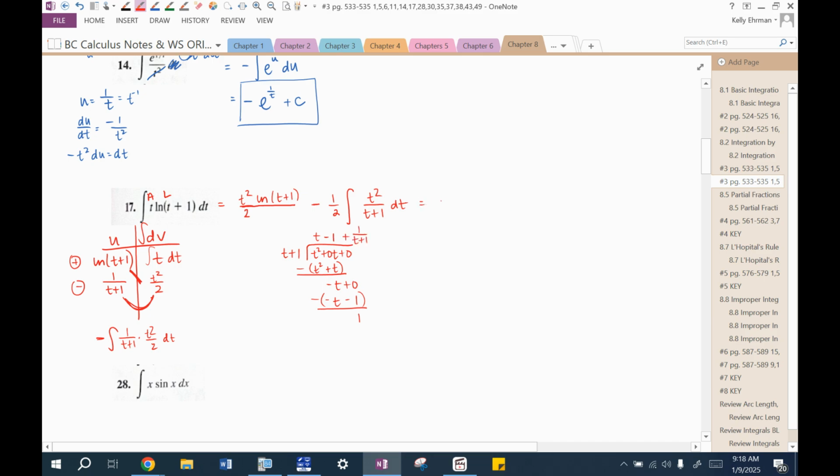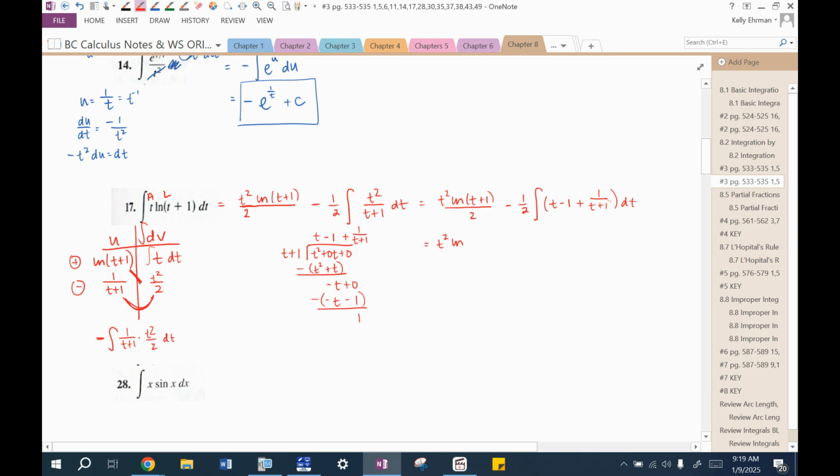Okay, so now we have t squared natural log of t plus 1 over 2 minus 1/2 times the integral of t minus 1 plus 1 over t plus 1 dt. I can integrate each one of those terms. There's technically a little u sub happening on t plus 1, but because du dt would be 1, I don't need to make any adjustments there. So I can get right down to the antiderivative.